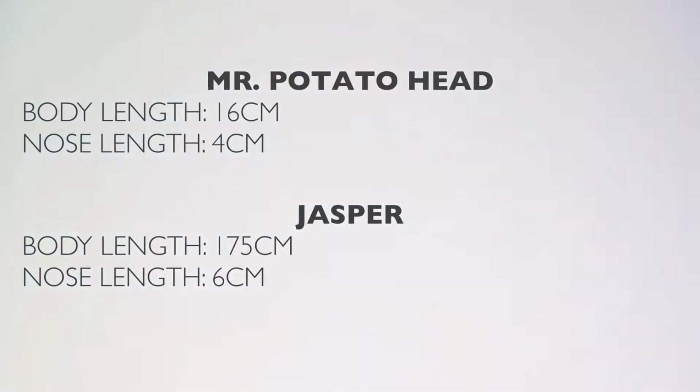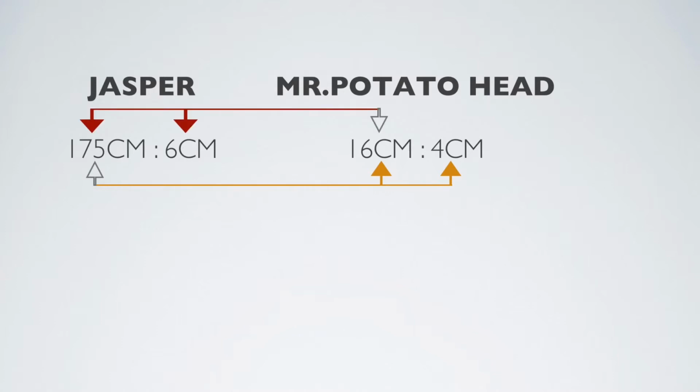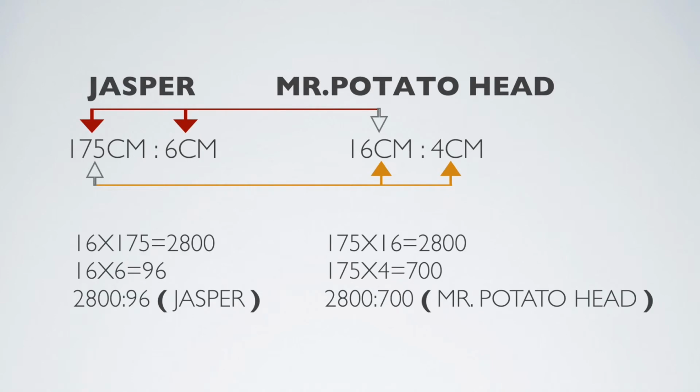So, as a ratio, Jasper's is 175 centimeters to 6 centimeters, and Mr. Potato Head's is 16 centimeters to 4 centimeters. To compare these two ratios, we multiply 16 and 4 for Mr. Potato Head's ratio by Jasper's height, 175 centimeters. Now, to keep the state of equality for both sides of the equation, we multiply Jasper's ratio 175 and 6 by 16. Now we have a ratio where Jasper and Mr. Potato Head have the same height.